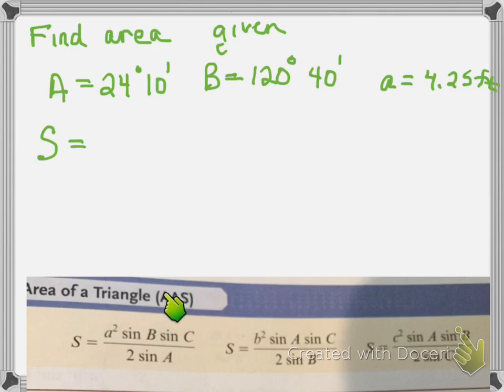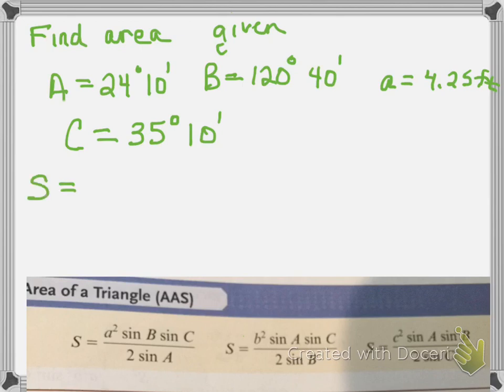If you know all three angle measures, then you're going to use the formula that has all three angle measures in it. So the first thing we need to do is add these two things up and subtract from 180 so that I know angle C. So we'll do that, add them up and subtract from 180. And if you do that, you will get angle C equaling 35 degrees and 10 minutes. So now let's plug those into our formula.